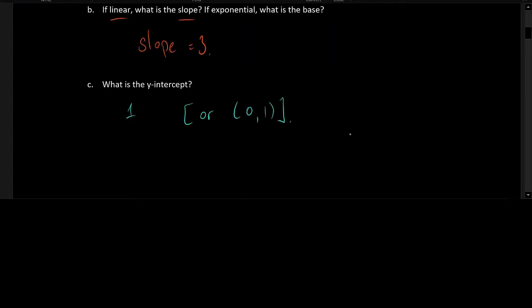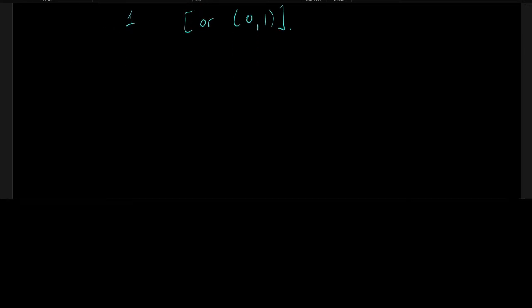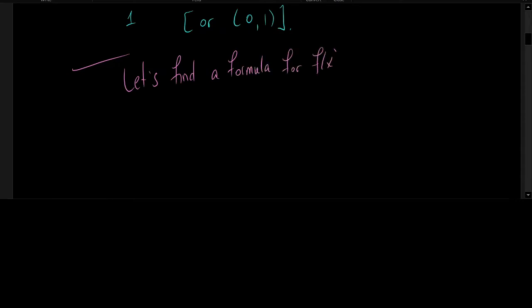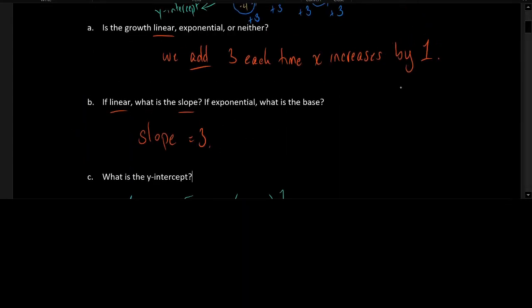And what was the y-intercept? We found that the y-intercept was 1. So let's find a formula for f of x. Now, the way that I like to approach this kind of problem is I like to start with the general formula for a linear equation. So f of x was linear. We concluded that it was linear because we were adding a consistent amount each time.